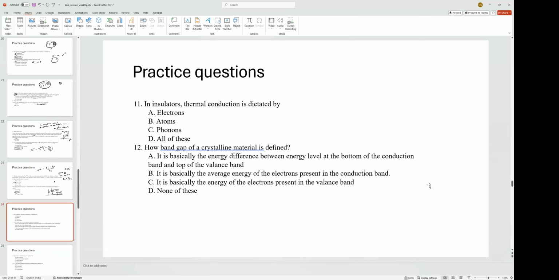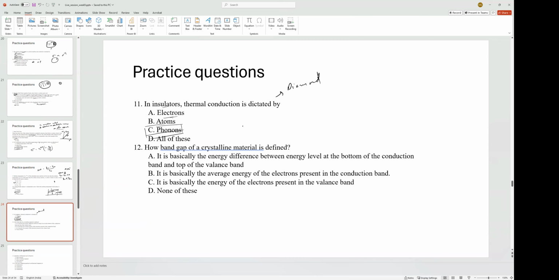In an insulator, thermal conduction is defined by, so as you saw in the case of diamond, thermal conductivity is majorly done by phonons. Since it's an insulator, electrons are not available to freely move, so they will not transport any thermal energy too.